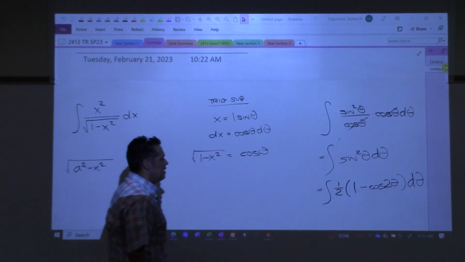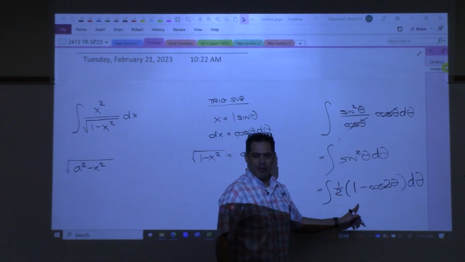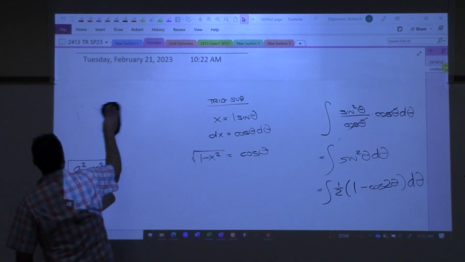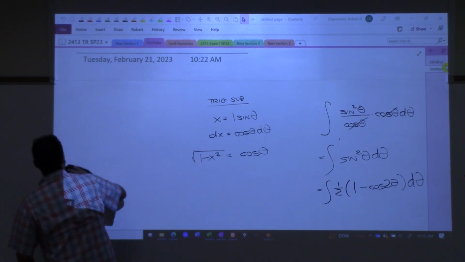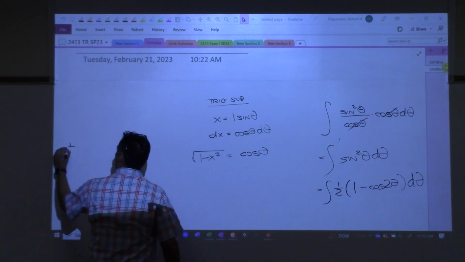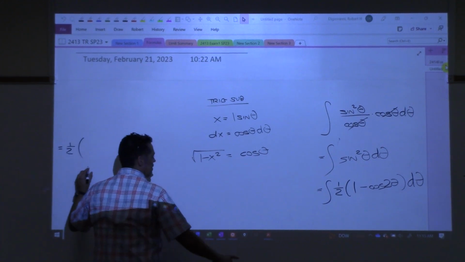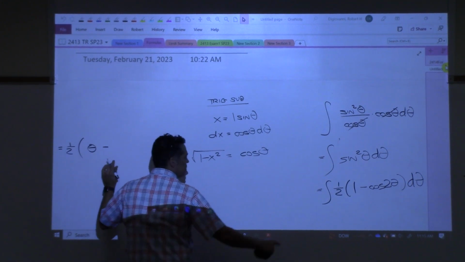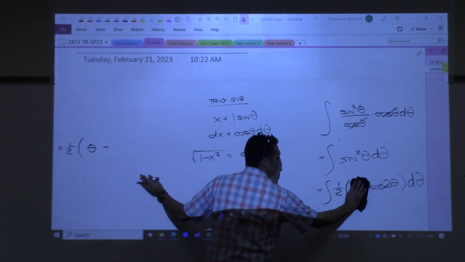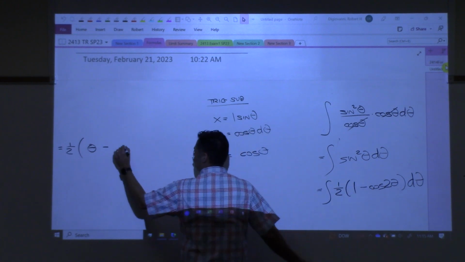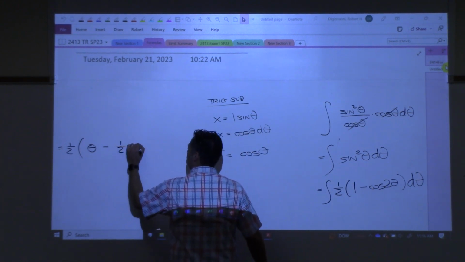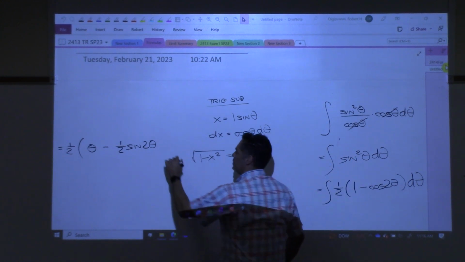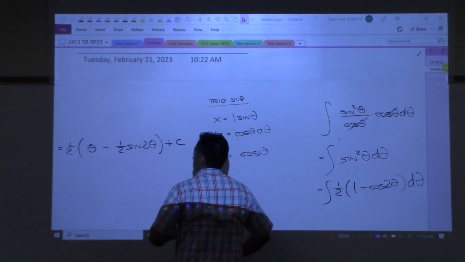Now you can just take the antiderivative of each of these separately. The 1/2 can come out, right? So my next line will be, I now am taking the antiderivative. So this would be 1/2 equals 1/2. Now the antiderivative. Antiderivative of 1 is theta. And then I have minus the antiderivative of cosine of 2 theta, which is 1/2 sine 2 theta, right? You have to scale out the 2, plus c.